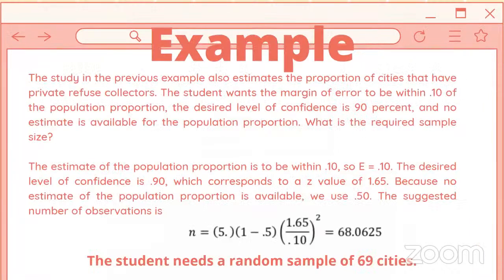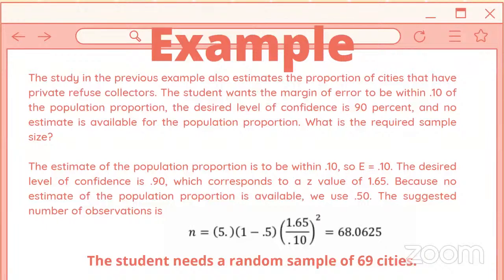And we'll move on to another example. The study in the previous example also estimates the proportion of cities that have private refuse collectors. The student wants the margin of error to be within 0.10 of the population proportion. The desired level of confidence is 90%, and no estimate is available for the population proportion. What is the required sample size?